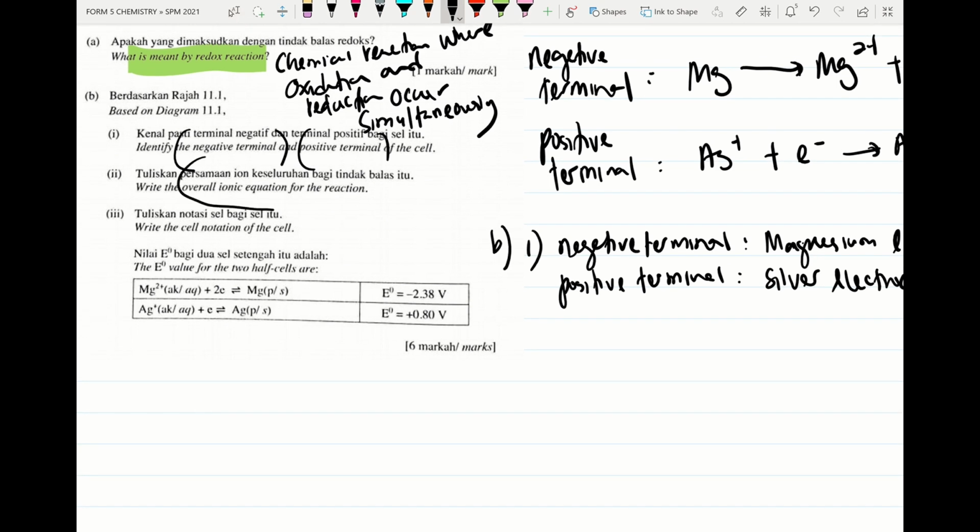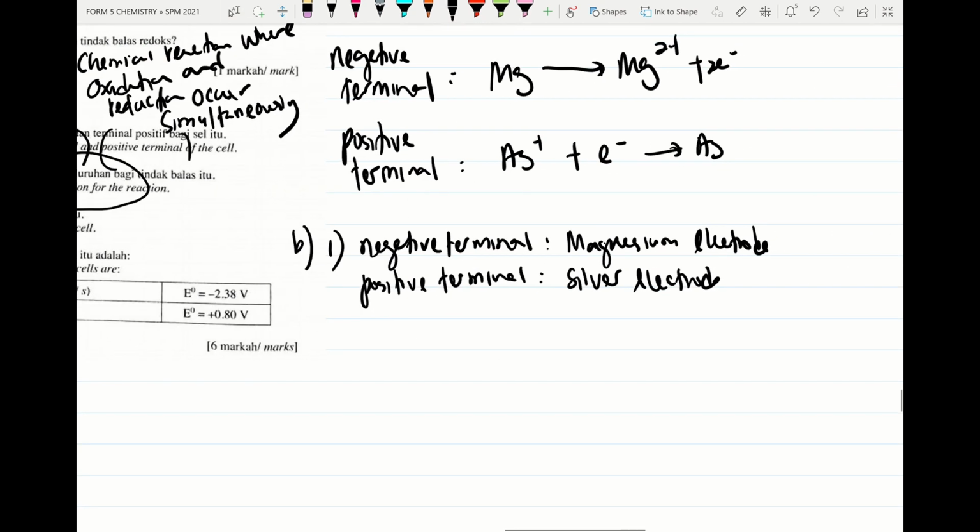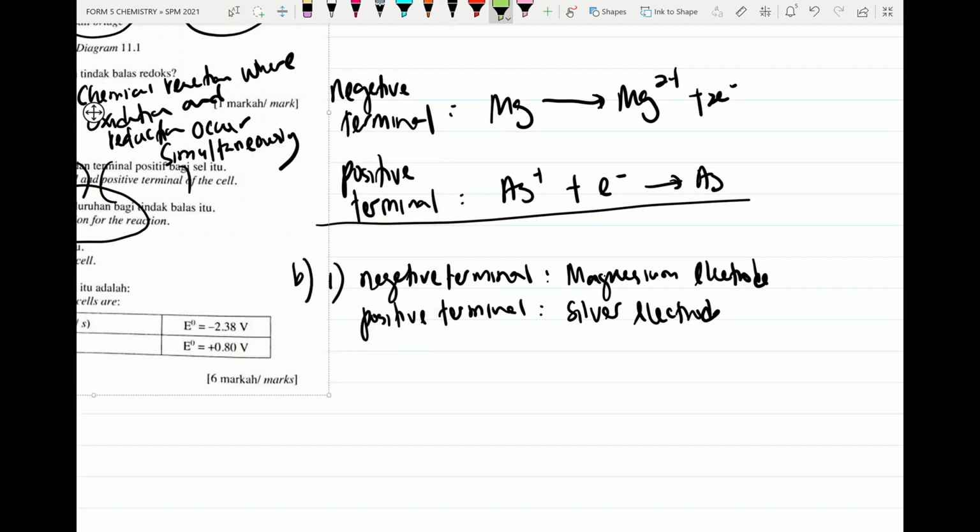Next they want us to do the ionic equation. How to do the ionic equation? We summarize and do one equation. Make sure the electrons on the right hand side and left hand side are balanced. Here it is not balanced. How to balance? We multiply by 2, so here put 2, here put 2. Then we summarize and do one equation.